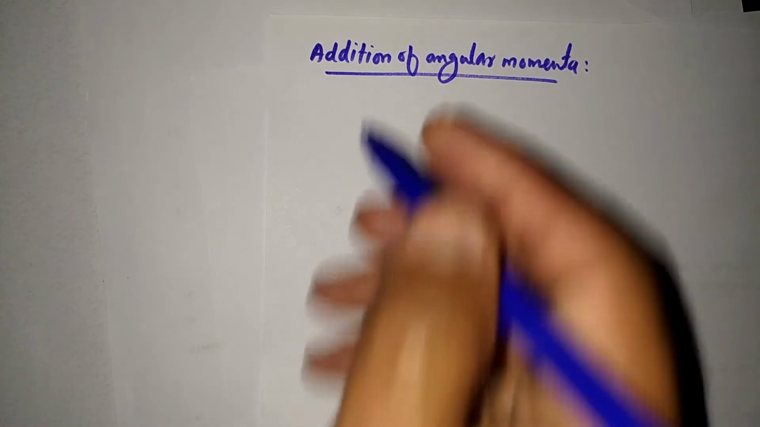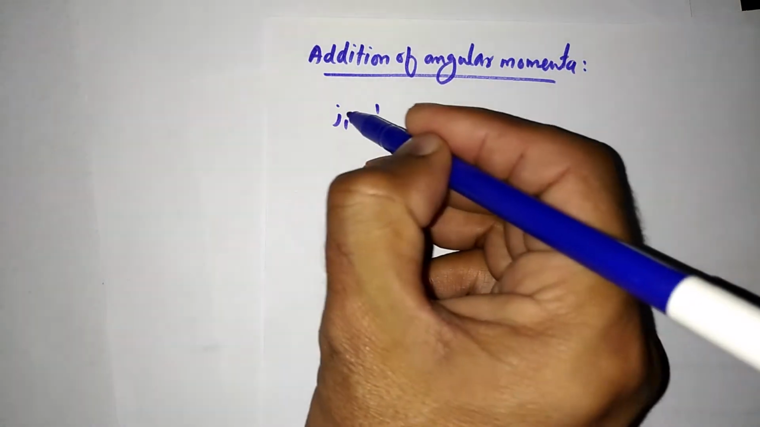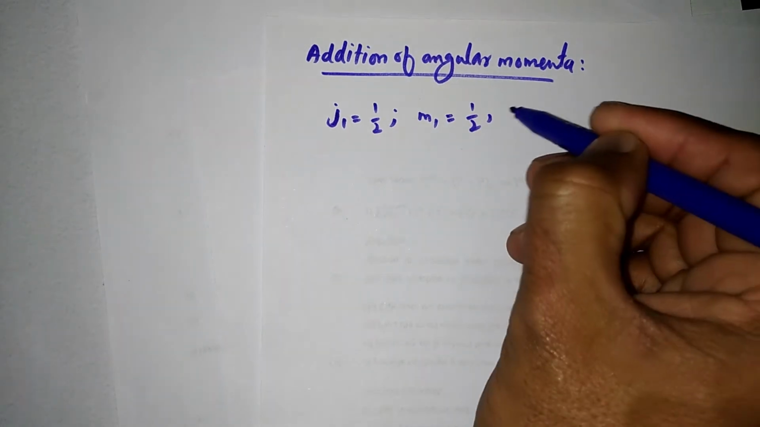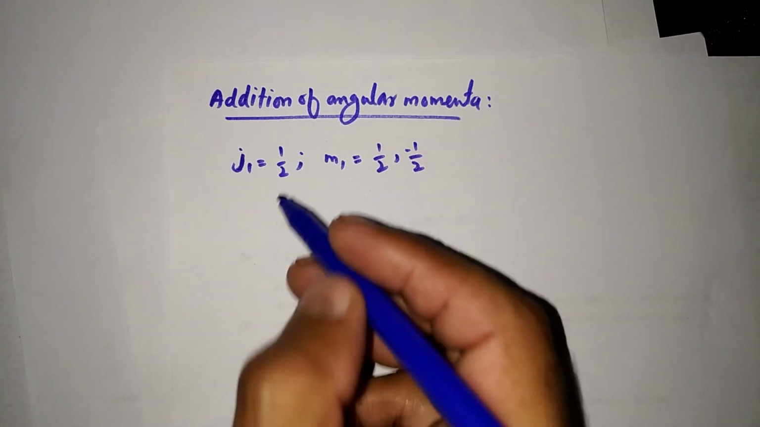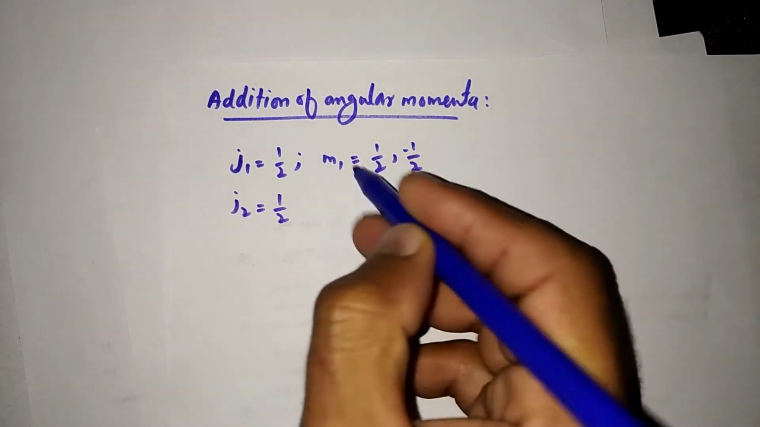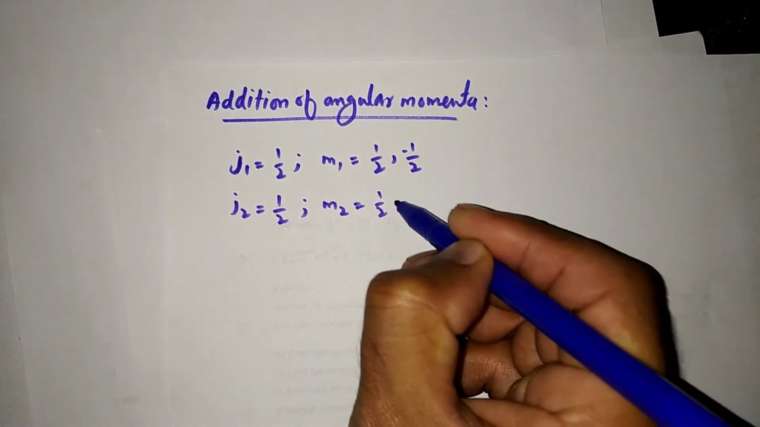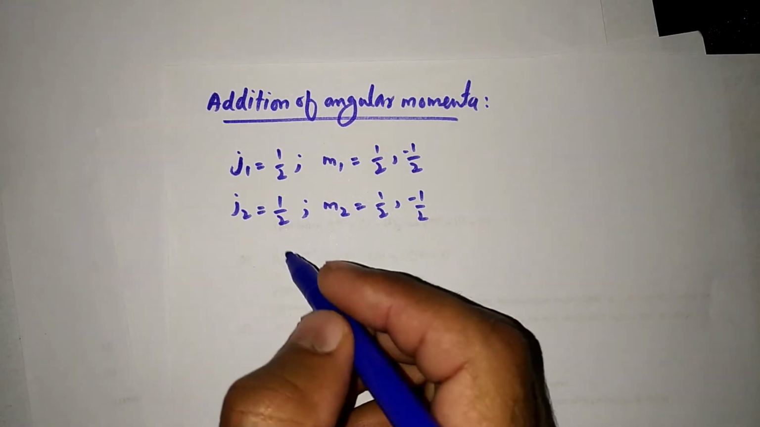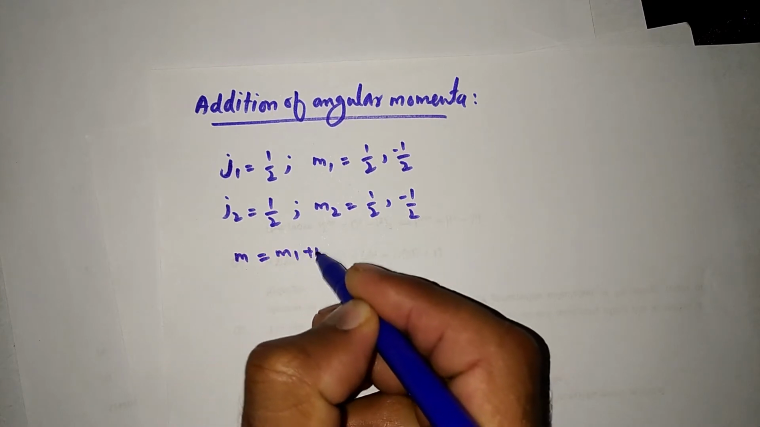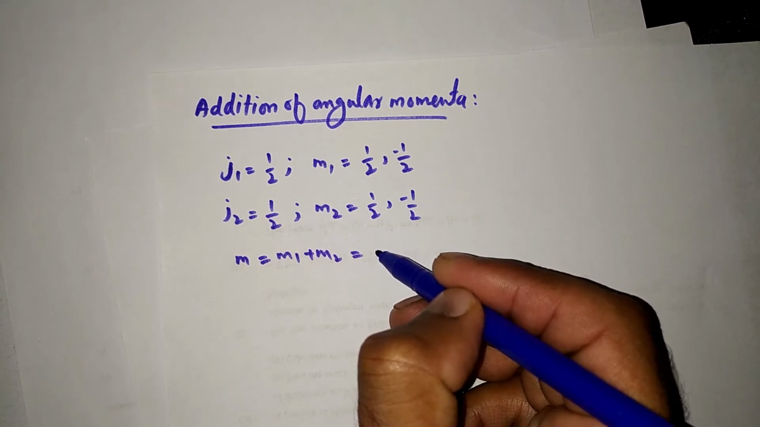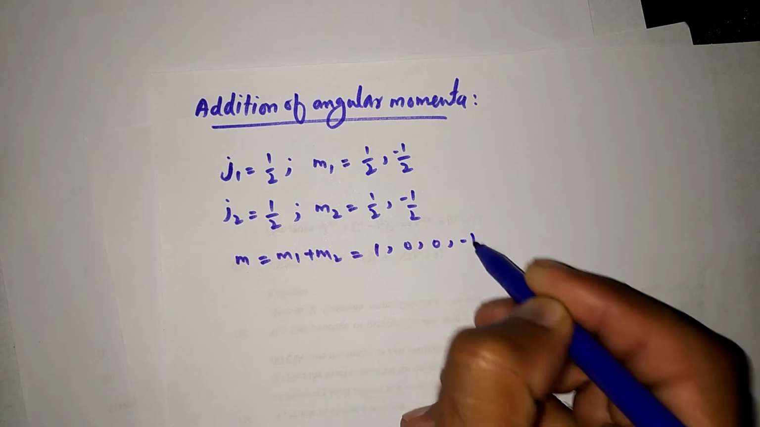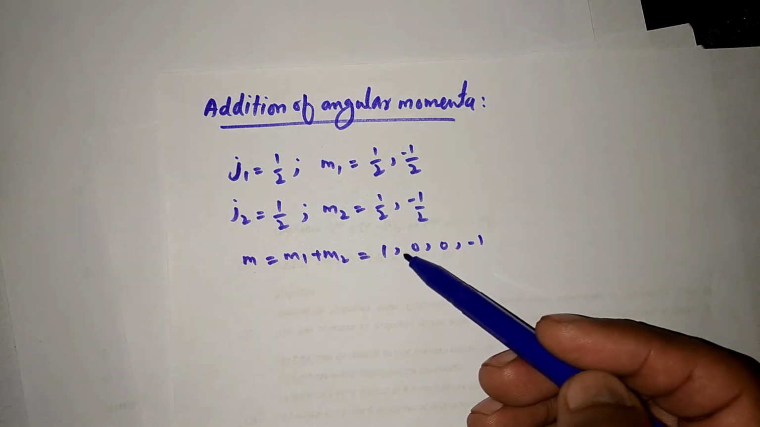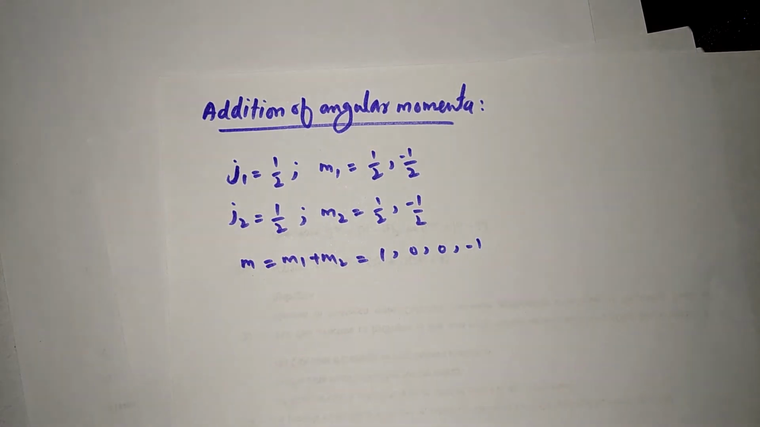So for the total angular momentum, when J1 equals half, the values of M1 will be half and minus half, and when J2 is also half, the values of M2 are also half and minus half. Therefore the M value, which is the sum M1 plus M2, will come out to be 1, 0, 0, minus 1. When M1 is half and M2 is half, the sum is 1; half, minus half is 0; minus half, half is 0; minus half, minus half is minus 1.